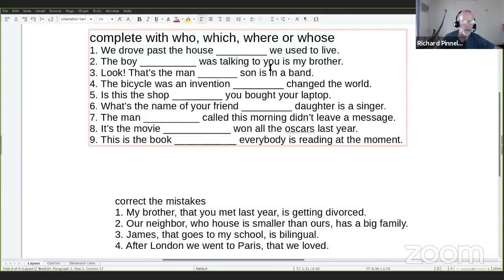Who's got the answer? We drove past the house. Anybody got the answer here? Is that still working? Has anybody got the answer?